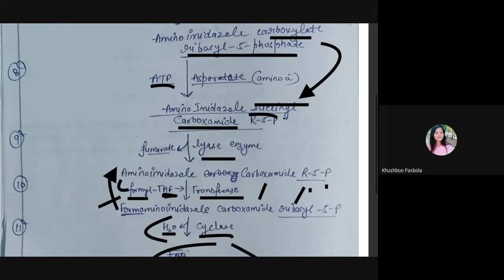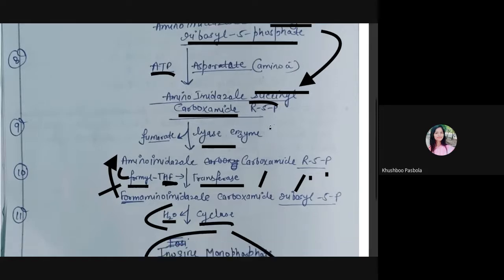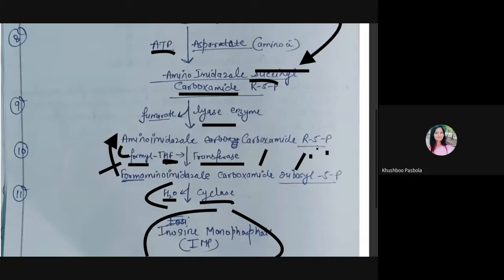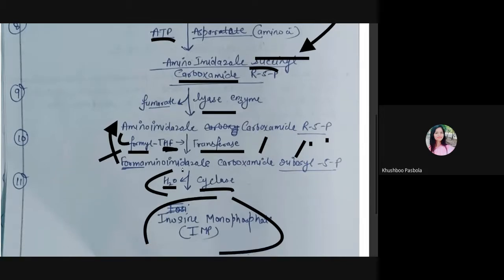Now this amino-imidazole succinyl carboxamide ribosyl 5-phosphate liberates something, right? Ninth step involves liberation of a compound known as fumarate. So fumarate will be liberated here by the lyase enzyme, and amino-imidazole carboxamide ribosyl 5-phosphate will form. This will convert into formamido-imidazole carboxamide ribosyl 5-phosphate, and in the last step again there is a liberation of water molecule, and cyclase enzyme will come, and IMP, inosine monophosphate, will form.